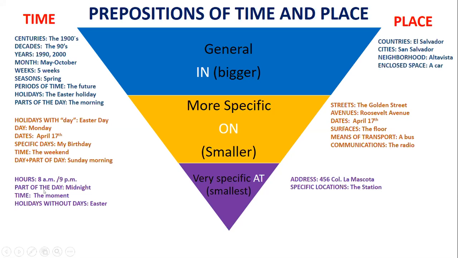Sino la hora específica. For a part of the day, at midnight, a la medianoche puntualmente, at the moment, at Easter, ¿verdad? Pero acá lo utilizamos sin la palabra day, ¿verdad? Solo at Easter. And for addresses, like 456 Colonia La Mascota. Or for specific locations, at the station. Okay, so that's the difference of prepositions of time and place when we use in, on, and at.